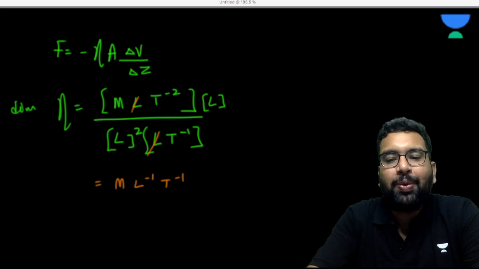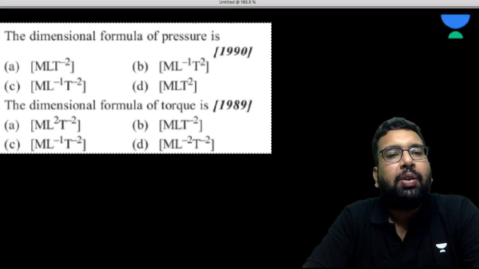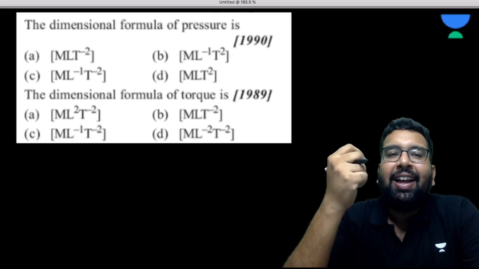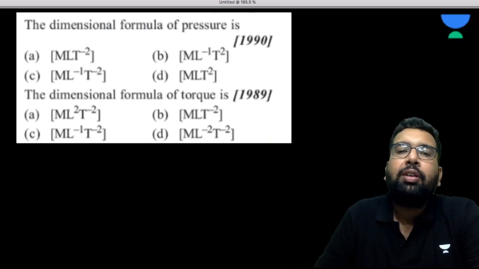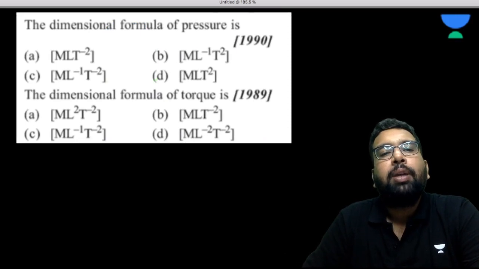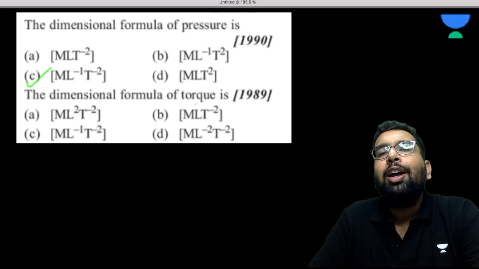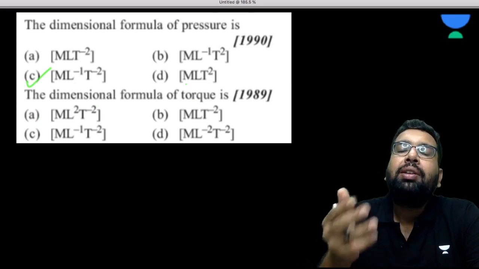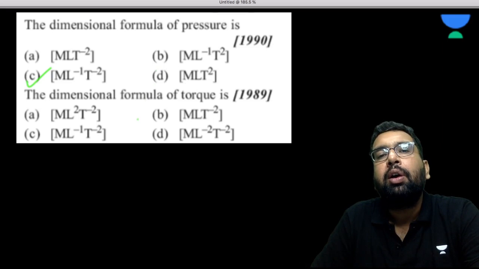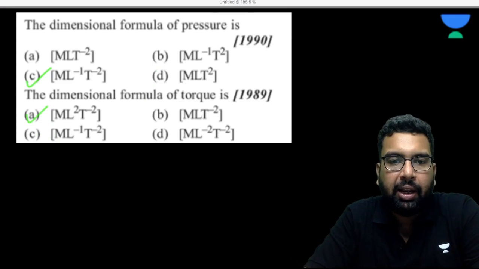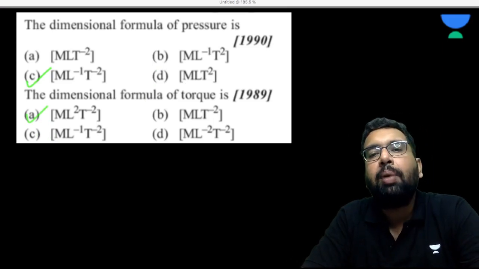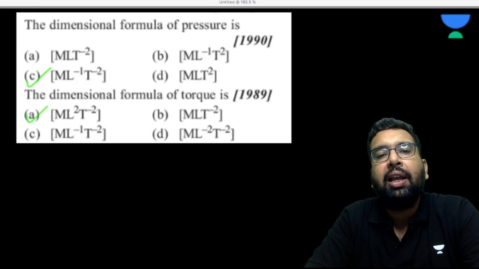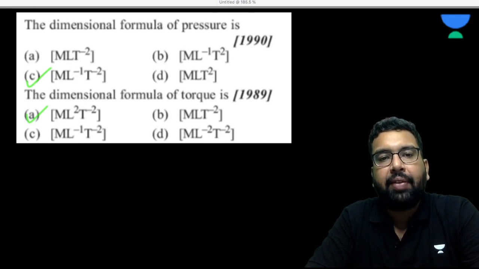So here we have some more questions, and I am very sure you can solve them like this. What is the dimension formula of pressure? We already have done it. It is ml minus 1 t minus 2. What is the dimensional formula of torque? Force into distance, Newton meter. So we are getting ml squared t minus 2. Just by thinking in your mind, you can answer them very clearly.